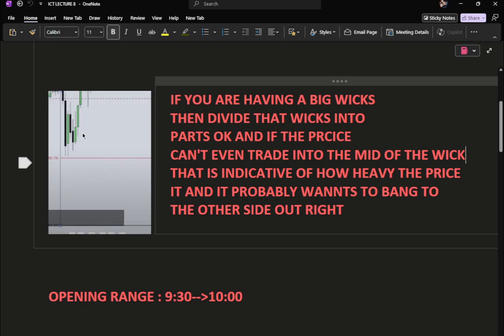And the next thing is that if the price could not even trade till the CE, the mid area of this wick, that indicates that the price is heavy and it's probably going to go up. If you're having a big wick, then divide that wick into parts. And if the price can't even trade to the mid of the wick, that is indicative of how heavy the price is, and it probably wants to go to the other side.